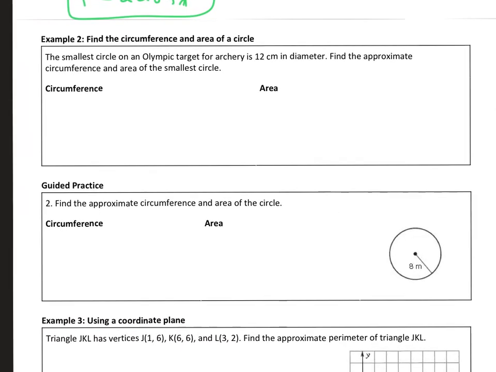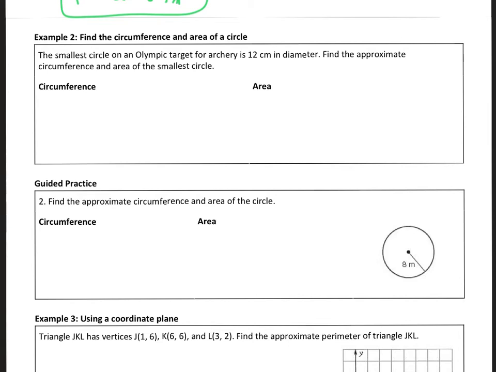So next example, finding circumference and area. The smallest circle in an Olympic target for archery is 12 centimeters in diameter. Find the approximate circumference and area. So I'm just going to draw a picture. And this is remembering a little bit of vocab for circles. If it has a 12 centimeter diameter, that means that the length across that entire circle is 12 centimeters, right? So that means the radius is 6 centimeters.